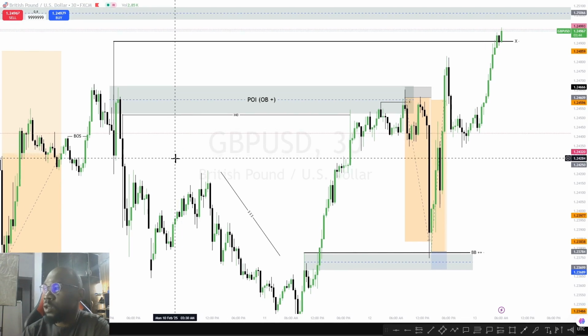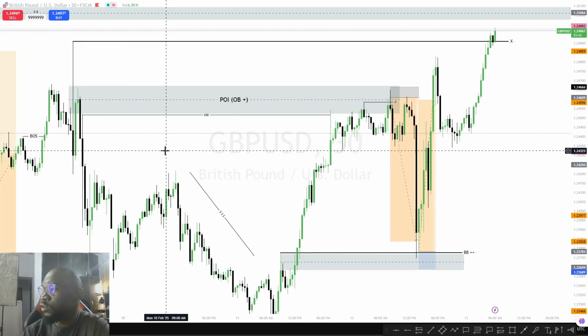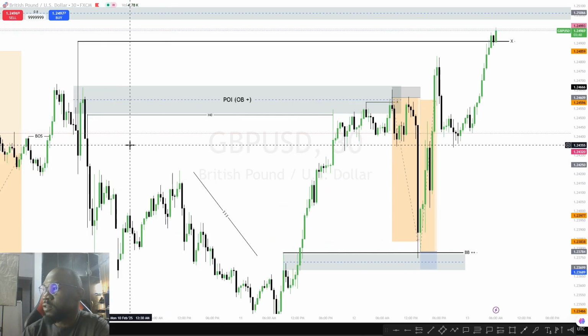So without further ado, let me explain what I really did on the chart. First and foremost, what I always look at is my break of structure. The moment I get my break of structure, either it creates an inducement for me and at the same time an order block for me, or it only creates my inducement. But I prefer the scenario whereby it creates both inducement and the order block.